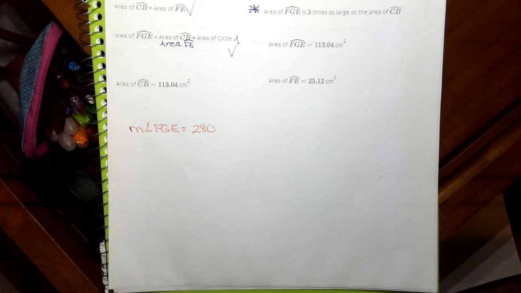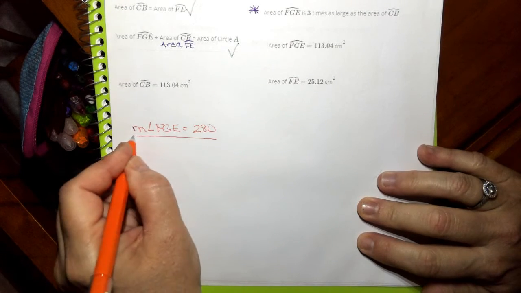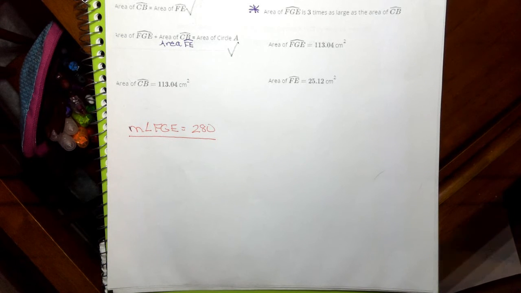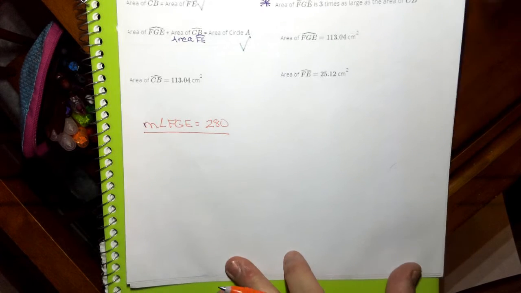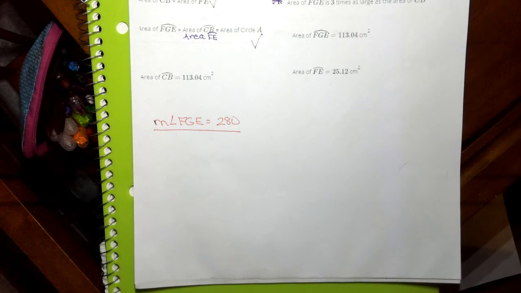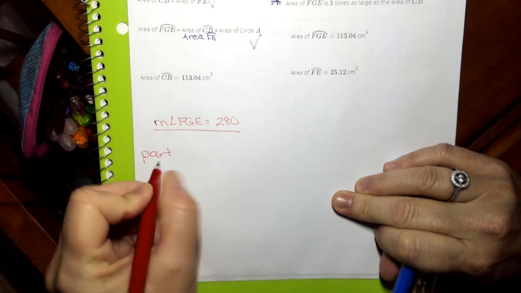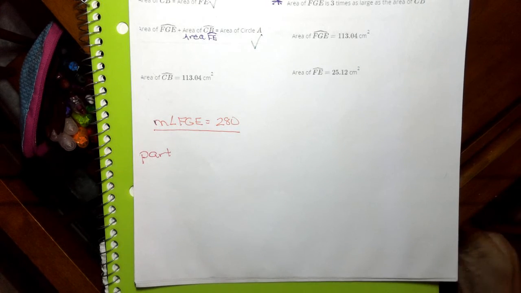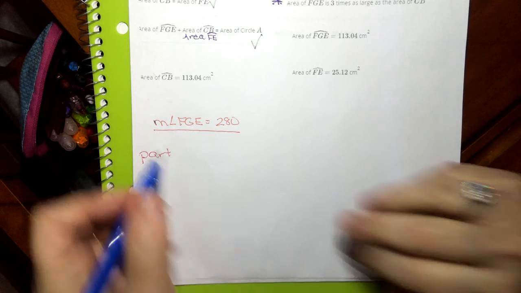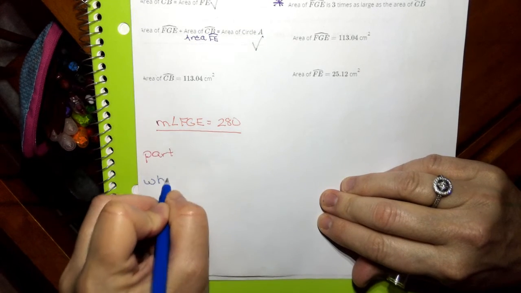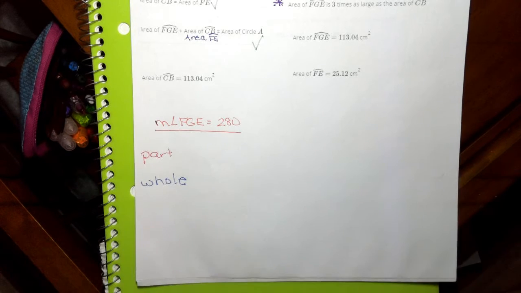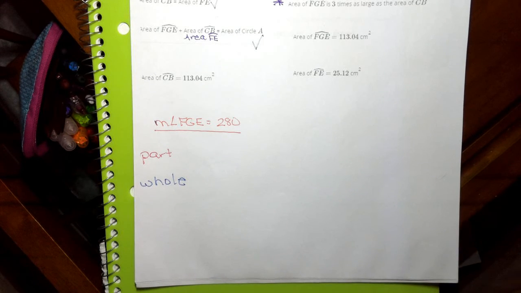So what I need to do right now is go ahead and deal with, remember when we've talked about part to whole, and we've talked about that a million times in different concepts. So right now we're going to be dealing with part to whole. I'm color coding for you. And we're going to deal with degrees first.